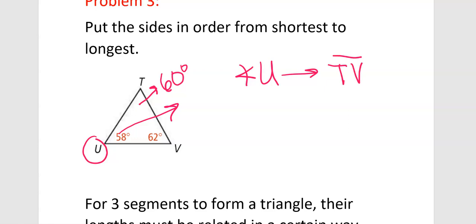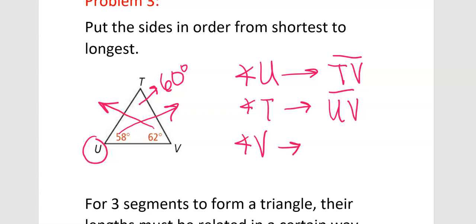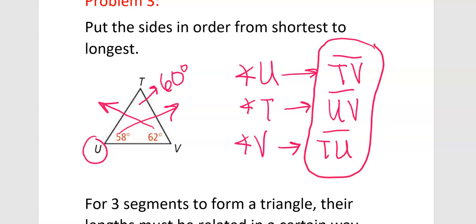Then we go to the next one, 60 or 62? 60 is the next one, so angle T would be next. Which side is opposite angle T? UV. Would it matter if I switch the order of the letters? No. And then angle V is the biggest one, and that one goes with this side, so we can say TU or UT. So in order, smallest to biggest would be those three sides.